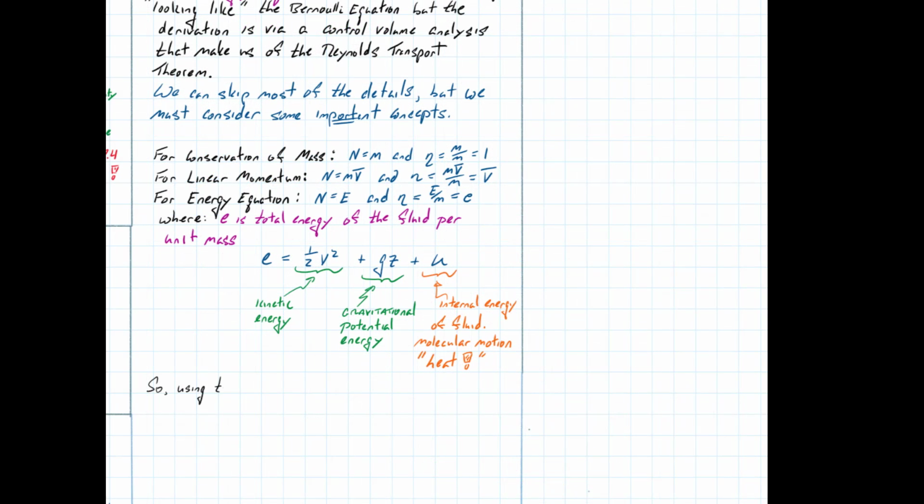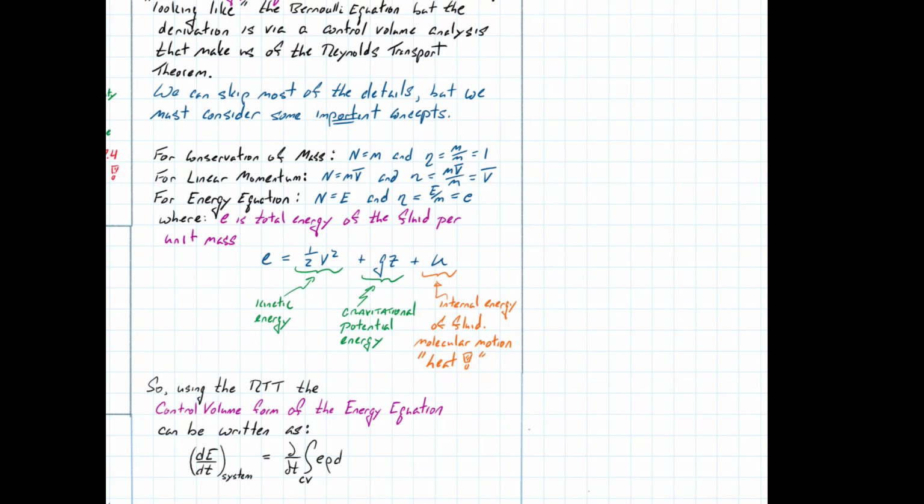So now, utilizing that intensive property little e, we can use the Reynolds transport theorem to write the control volume form of the energy equation, which can be written as the total time rate of change of the energy within the system will equal d/dt of the integral over the control volume of the intensive version of energy, little e, times rho times dV, the volume, plus the integral over the control surface of e times the density times the dot product of the velocity dot dA.